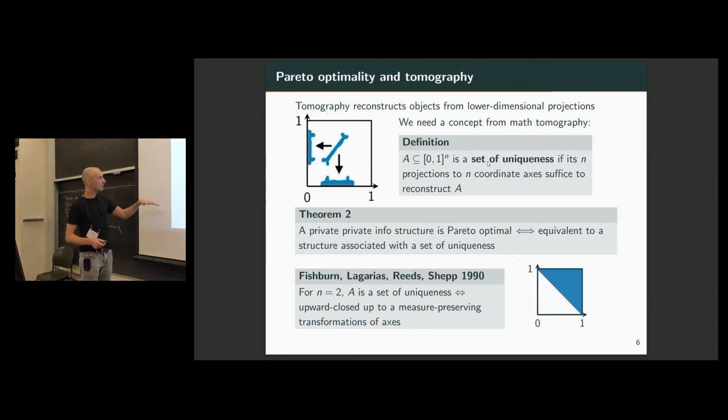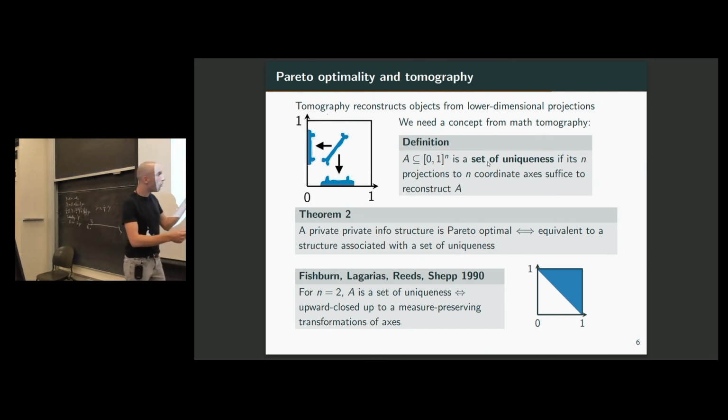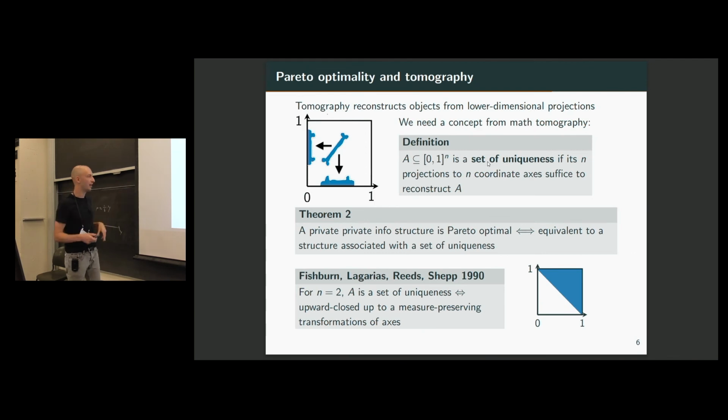So it turns out that in the dimension 2, a set is a set of uniqueness if it is upward closed. So with each point, it also contains all the points with higher or equal coordinates. Or it can be made upward closed by a measure preserving transformation of the axis. And combining these two theorems, we get the characterization that I mentioned before via conjugates.